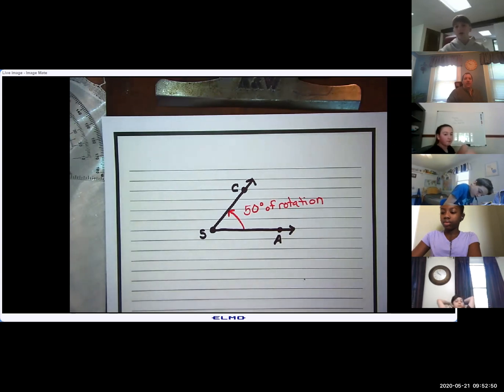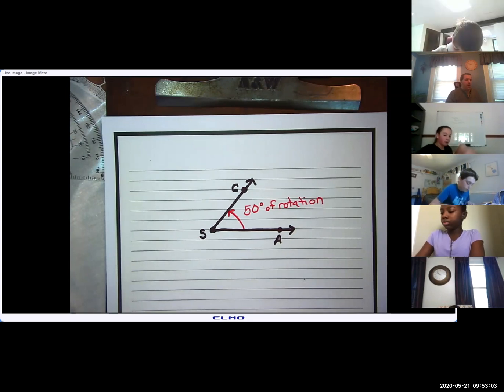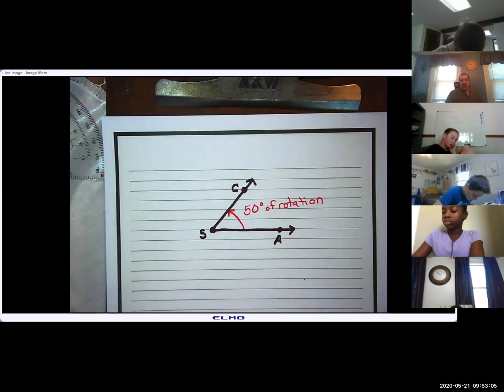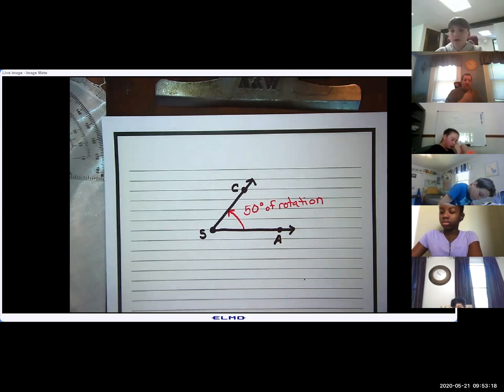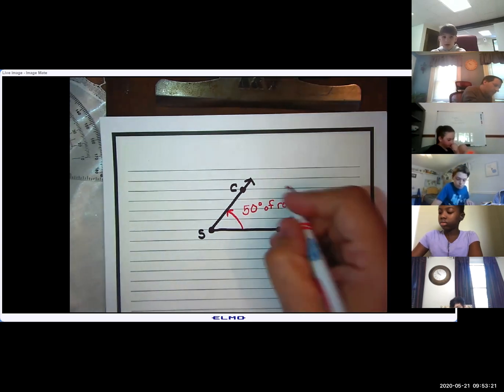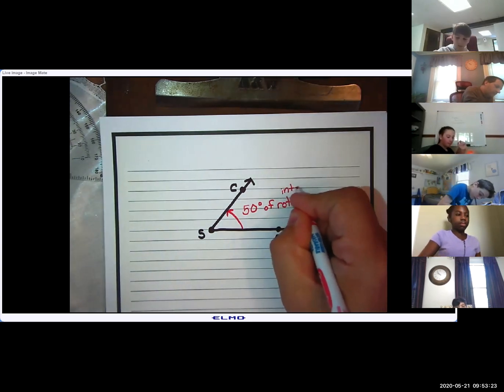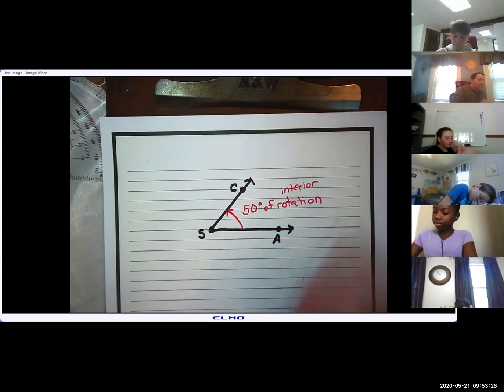It's not going to be perfect, and that's okay. Should we use the protractor? You can, or you can just draw it for right now. Okay. I'm not worried about it being perfect right now. That 50 degrees of rotation, is that the interior of the angle or the exterior of the angle? Interior. That's the interior. Or inside.